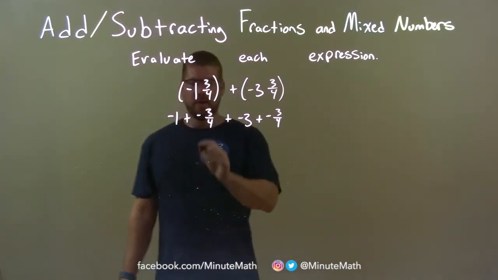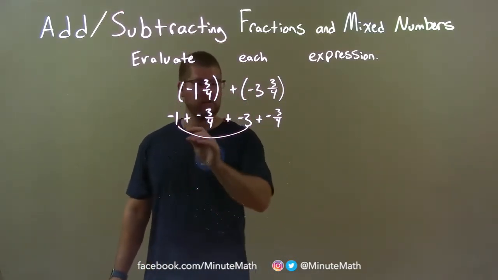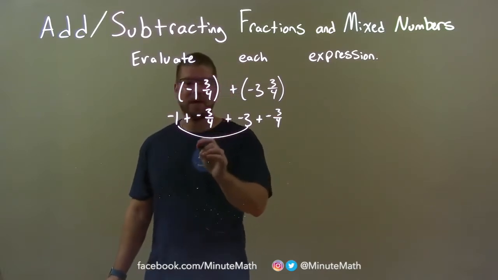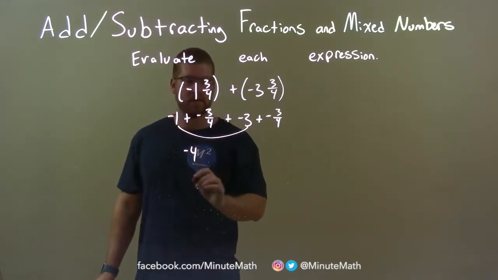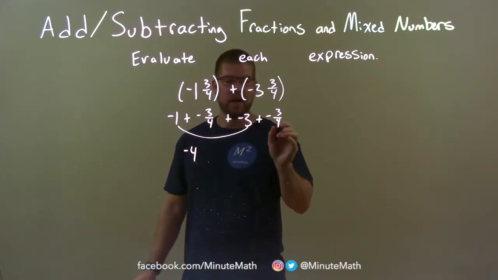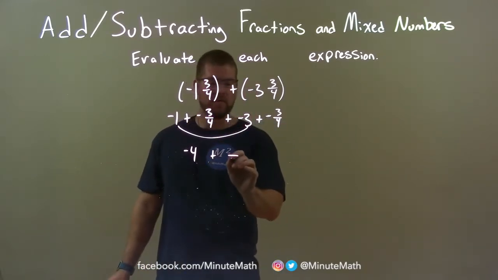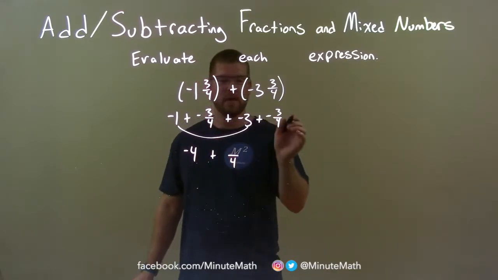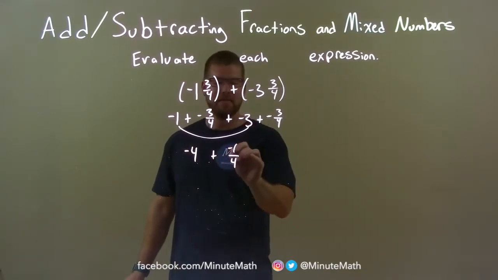All right. So now let's combine our whole numbers. Negative 1 and negative 3 come out to be a negative 4. Okay. Then negative 3/4 and negative 3/4, right? The denominator is the same. So we have 4 down here. We add the numerator. Negative 3 and negative 3 is a negative 6.